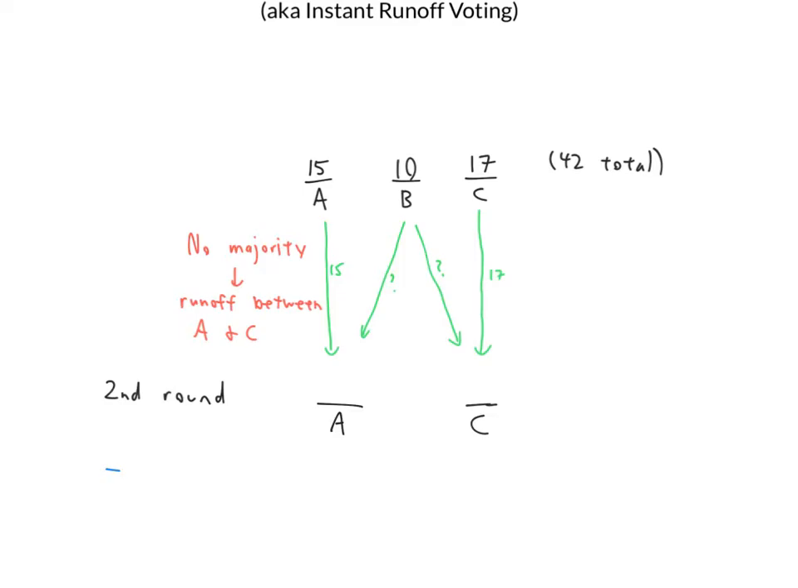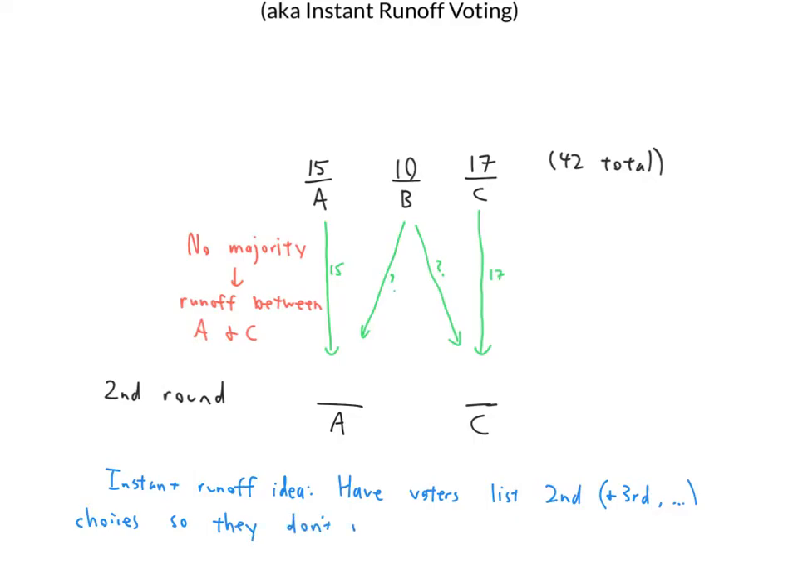However, other countries like Australia have what's called an instant runoff. The idea is that voters will list not just their first choice, but their second, third, etc. choices in a preference ballot. Based on the preference ballots, you can infer what voters who originally voted for B, in the example before, would have had as their second choice. This way you don't need to have voters come back to the polls for a second time. You can automatically, instantly have the runoff just by using voters' listed second, third, etc. choices.